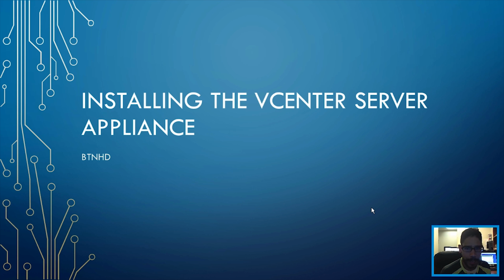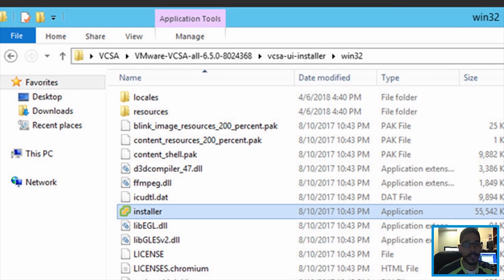So, I think on part one, we dealt with installing and configuring our platform services controller for our vCenter, or our vCenter service appliance. So today we're gonna go over how to install the vCenter service appliance. So let's get started. Okay, so the same thing that we did with the platform services controller, we need to locate the UI installer and double click on the installer application.